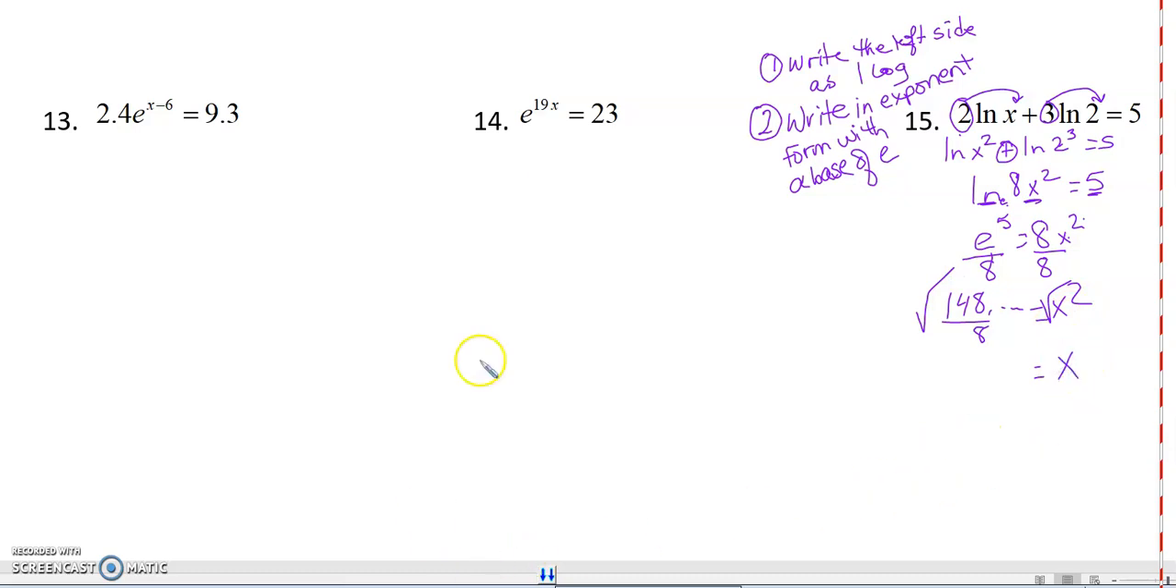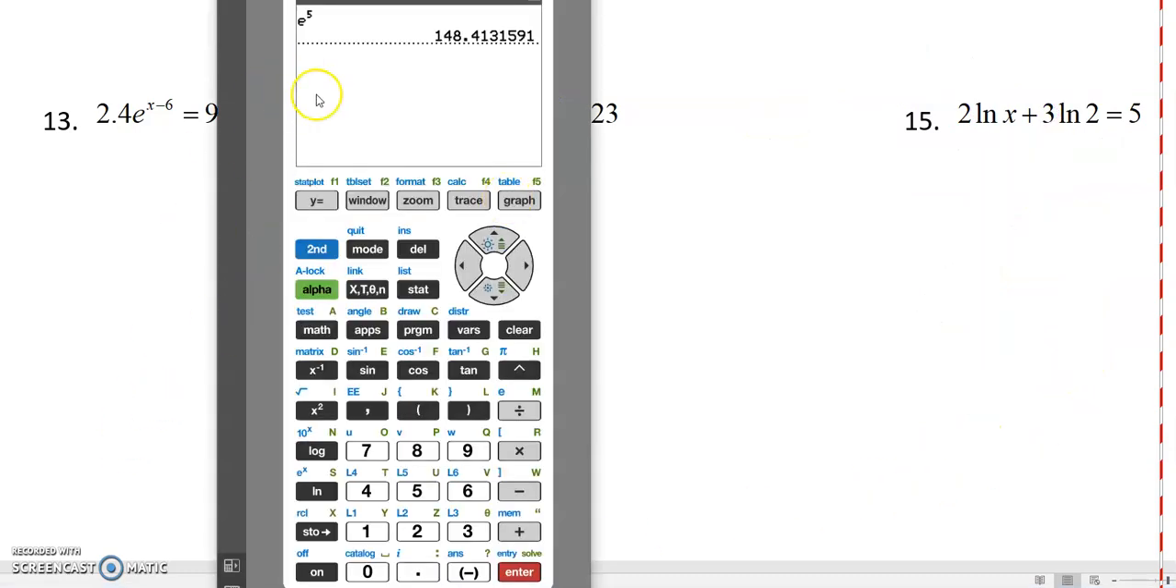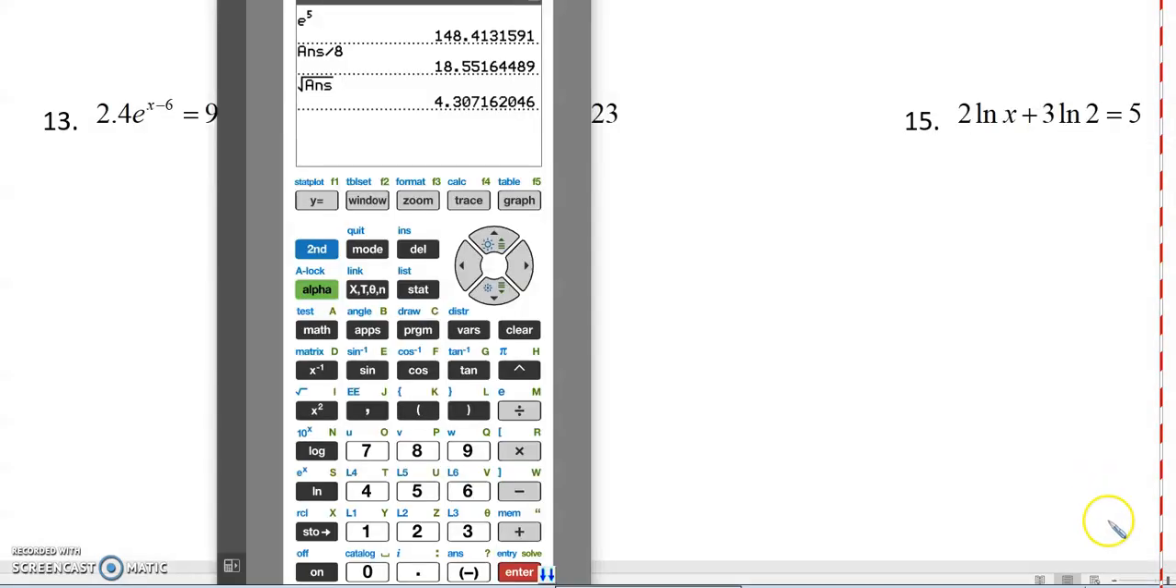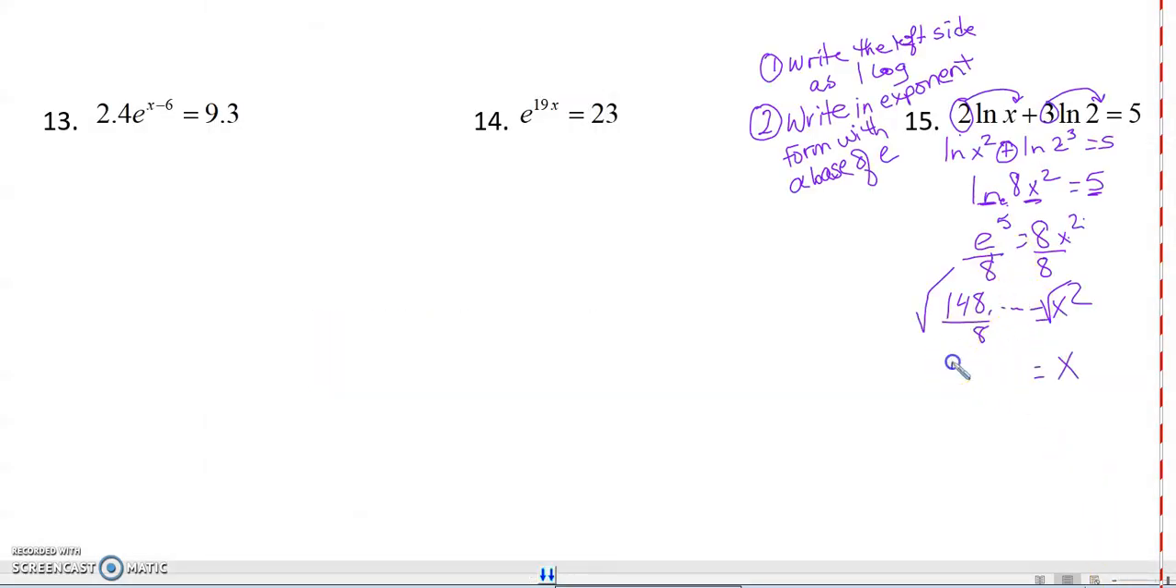Okay? So let's go back. Let's see what we've got. We've got this. We're going to divide it by 8. And this is what we get. And remember, we have to take the square root. And if you go second negative sign, it'll put your answer back in there. It says answer. So when we take the square root of 18.55, we get 4.3. So our solution for this problem is 4.3.